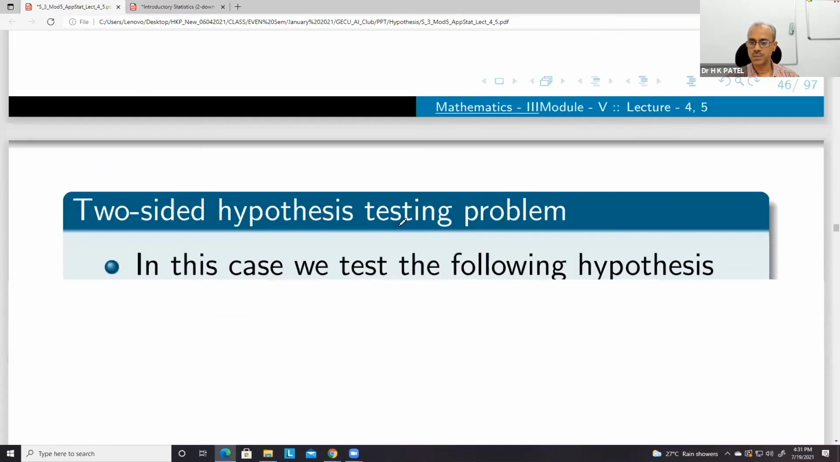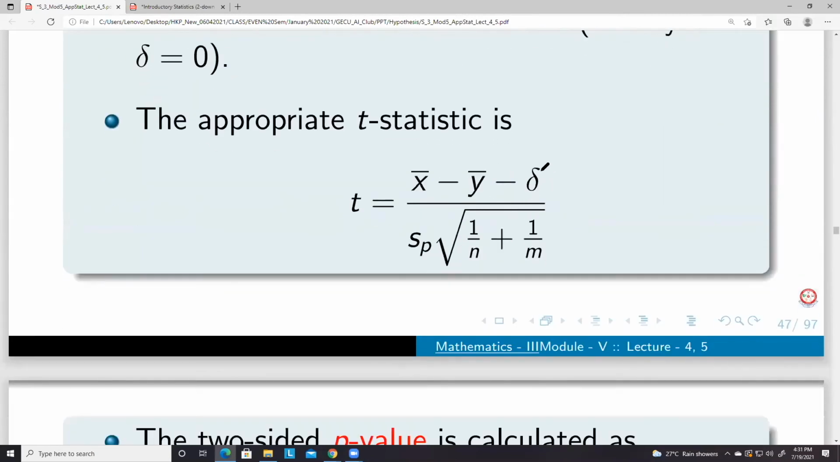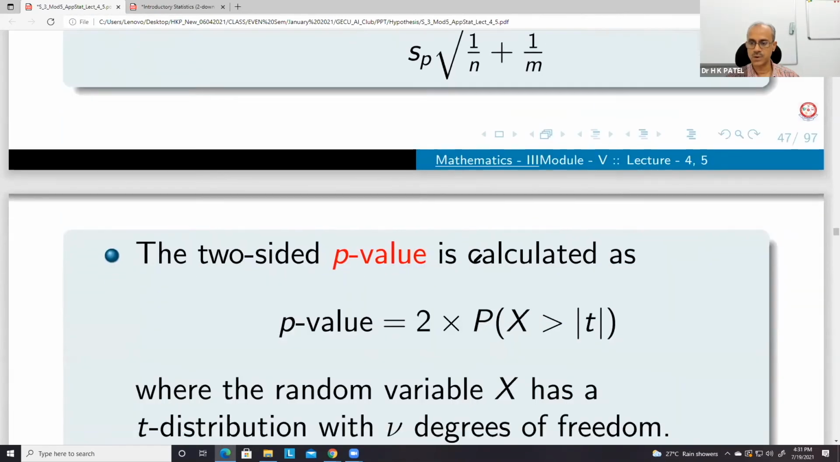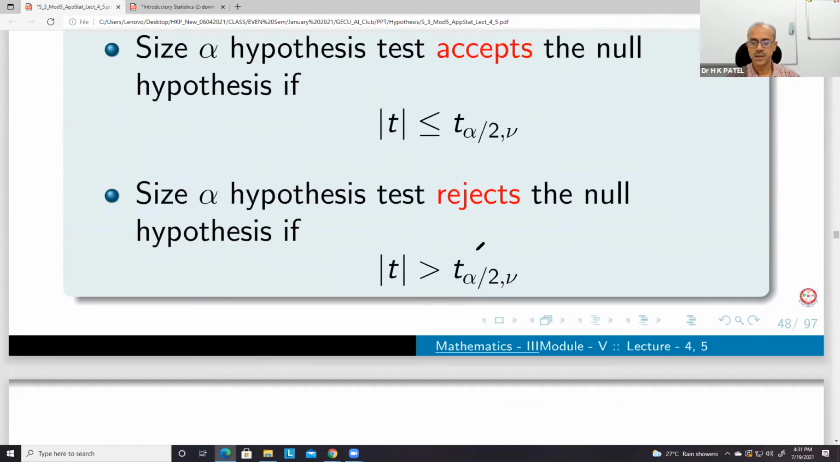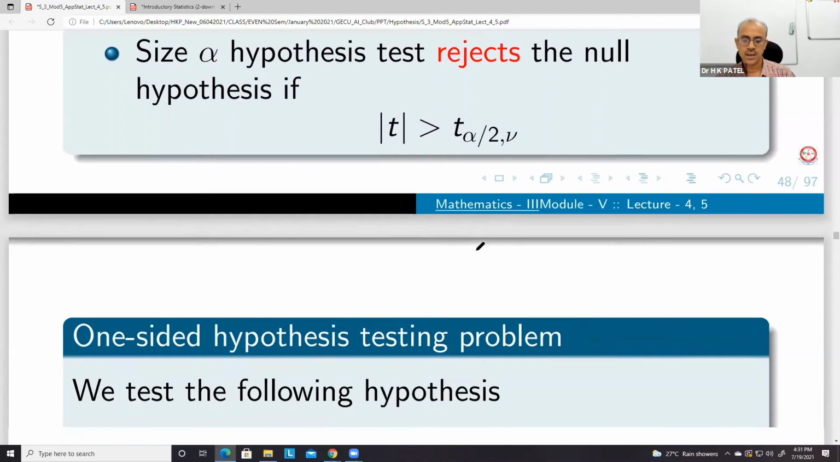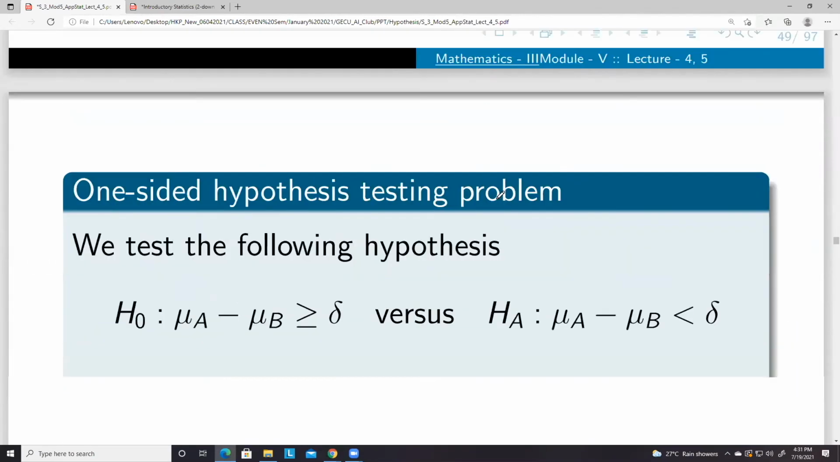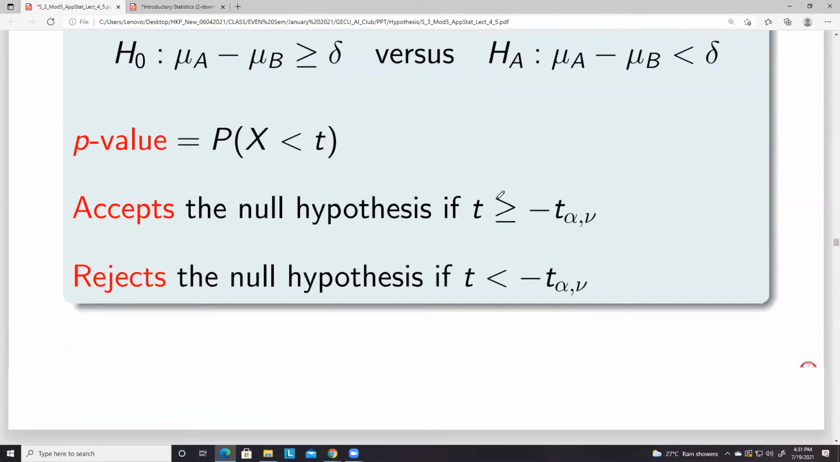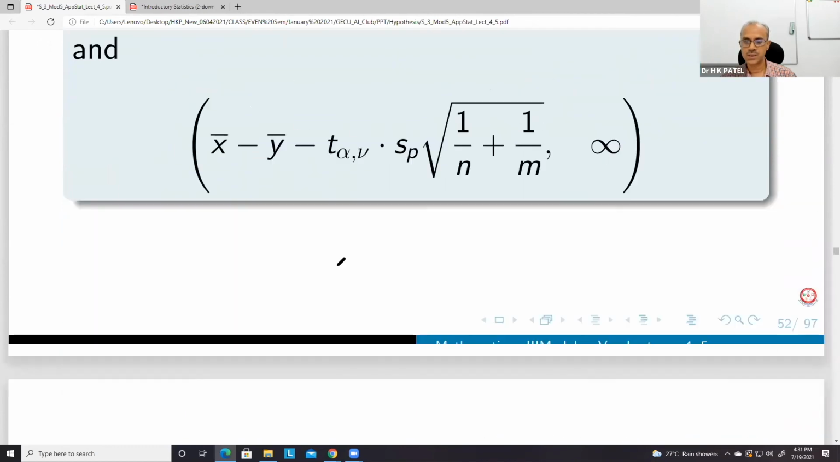So just remember these things. The rest are the same. T is actually this. If delta is 0, it will be x bar minus y bar upon sp root of 1 upon n plus 1 upon m. P value same, acceptance, rejection region, everything is same. These things will be repeated again and again. All these things are the same. Confidence interval given, we have already seen. So let us come to this problem.